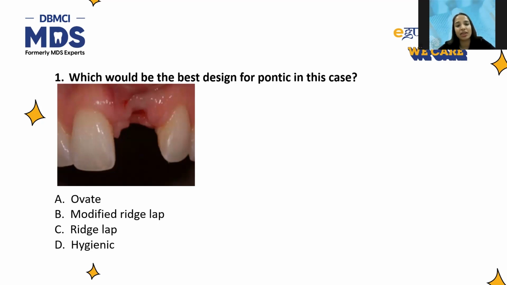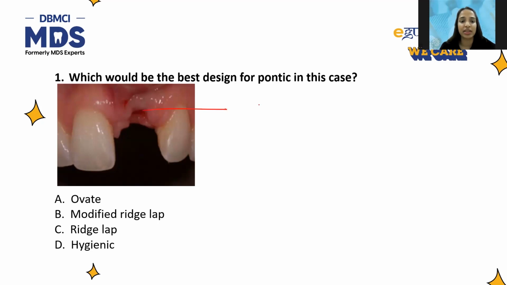Last time in the May 2023 INI-CET exam, we also saw an image-based question in Pontics. But generally, in all of our sessions till now, we have stressed how important Pontic is, and I hope all of you have gotten it correct. So let's come to the image here. It is asking the best design of Pontic in this case.